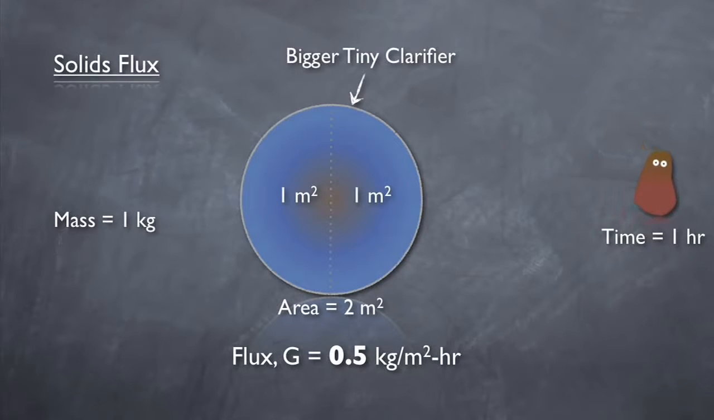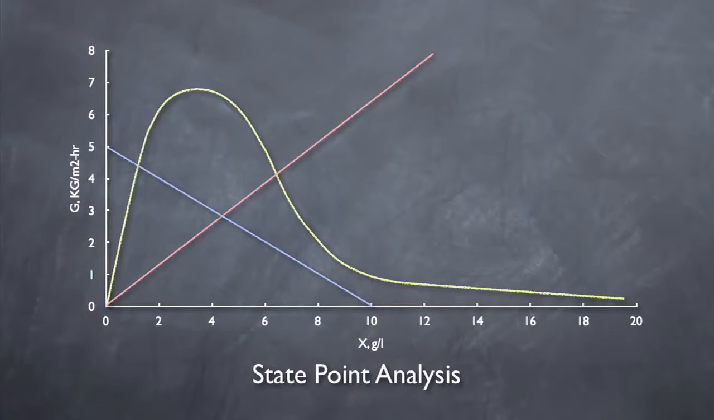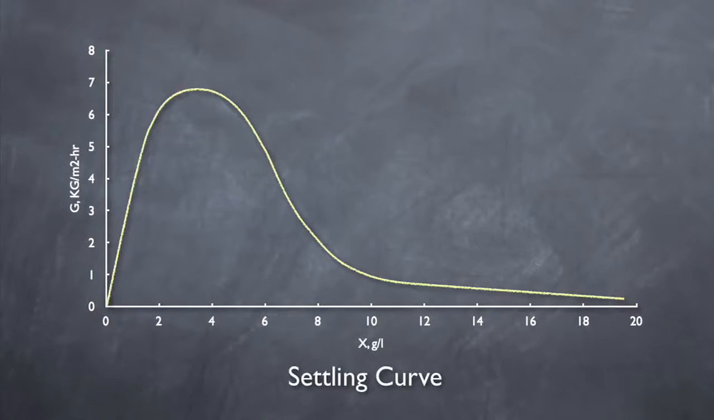Why? Because it is normalized to 1 square meter of clarifier area. The amount of solids going through the clarifier didn't change, but the amount going through 1 square meter did, by half. By using flux, one can compare clarifiers of different sizes and loads on an equal basis. Now that we've covered both axes of the diagram, let's get to the 3 main components. The first component is the settling curve.